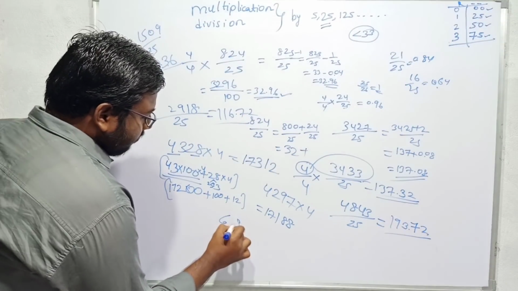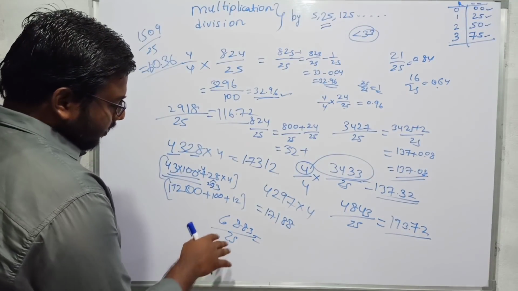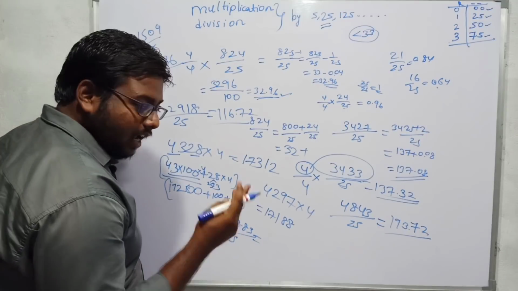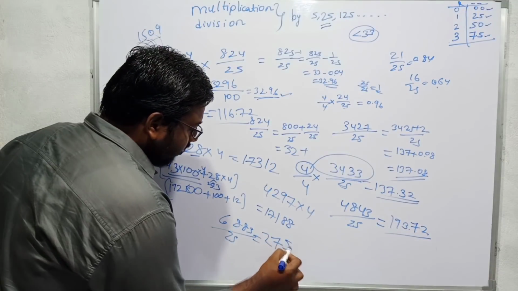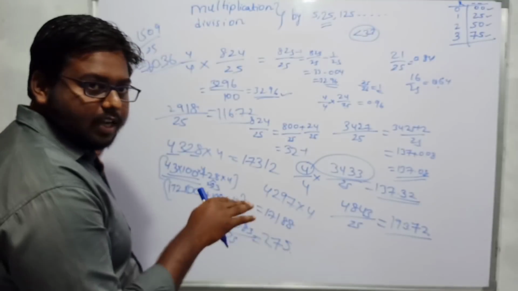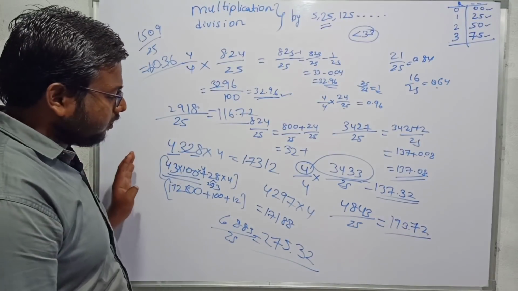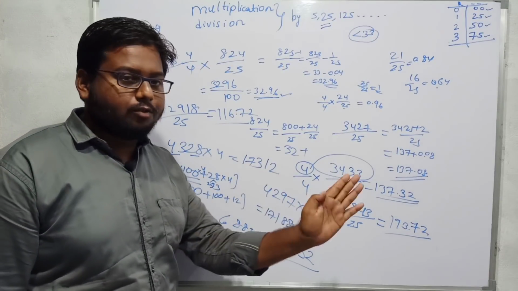For example, 6883 by 25, 68 fours, 240 plus 32, 272. This is 75 is there. If I add 3, this will be 272 plus 3, 275 point. From 75 it is 8 more, so this is 32. 8 fours are 32. 275.32. This is the best method. This is the best way when you are going there.